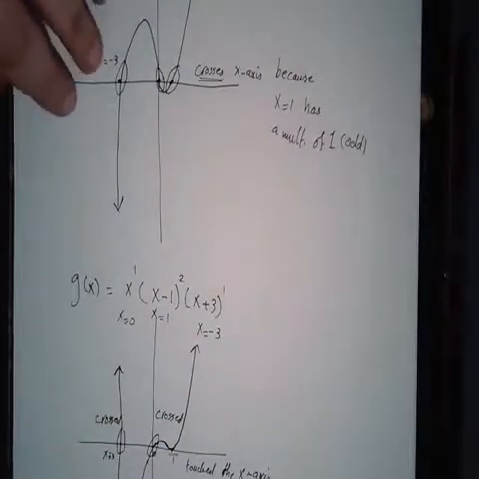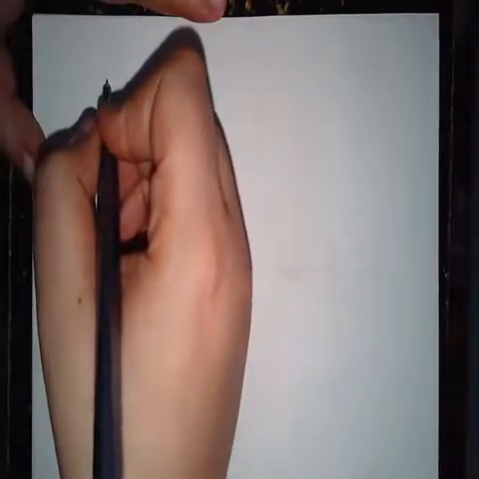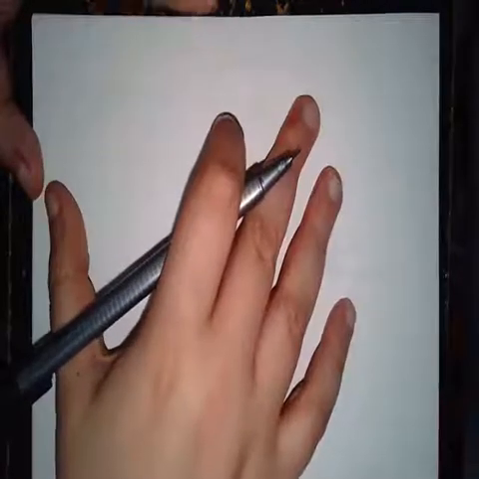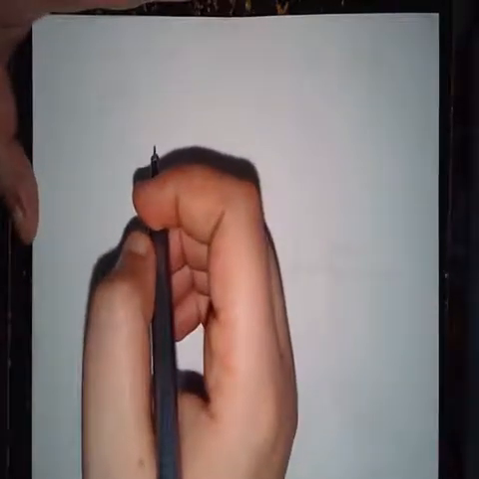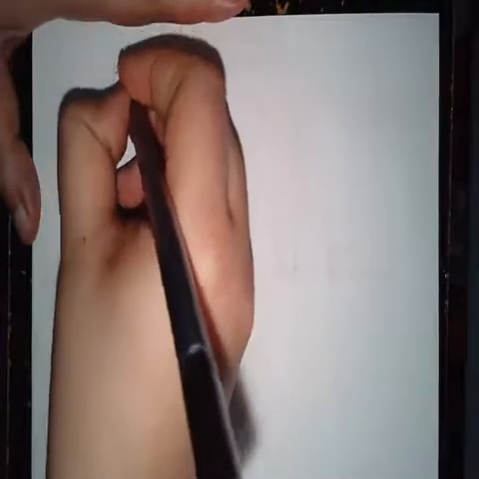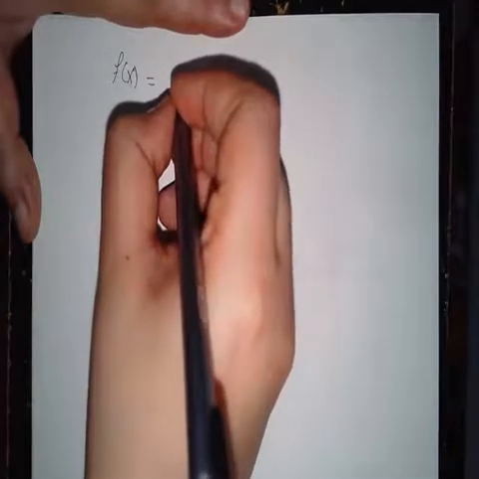Now, let's continue. I want you to look at the example I'm about to give you and see if you can figure out the multiplicities of the zeros, and then tell me if the function at those x values is going to touch or cross the x-axis. We're going to do this without graphing. After I write down the function, pause the video and see if you can figure that out.